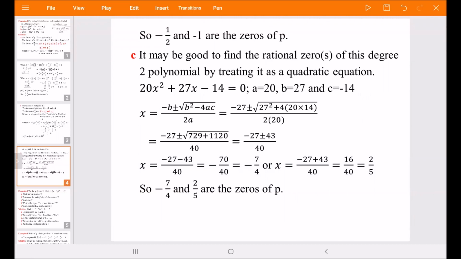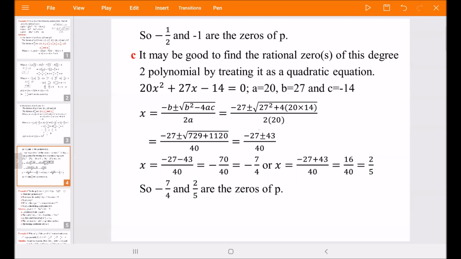Now minus 27, 27 squared is 729. 4 times 20 times 14 is 1120. And the sum of these two numbers, 729 plus 1120, is equal to 1849, and its square root is equal to 43.